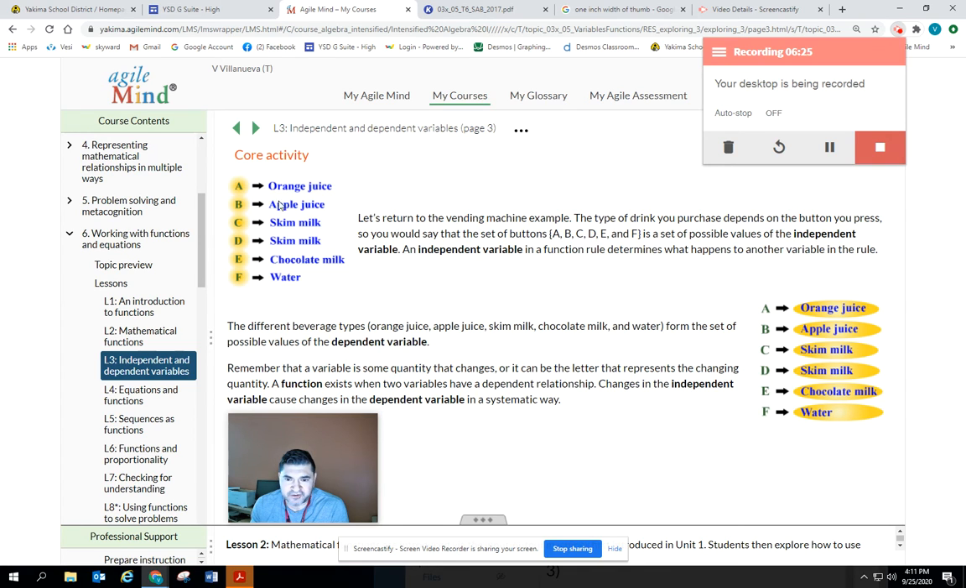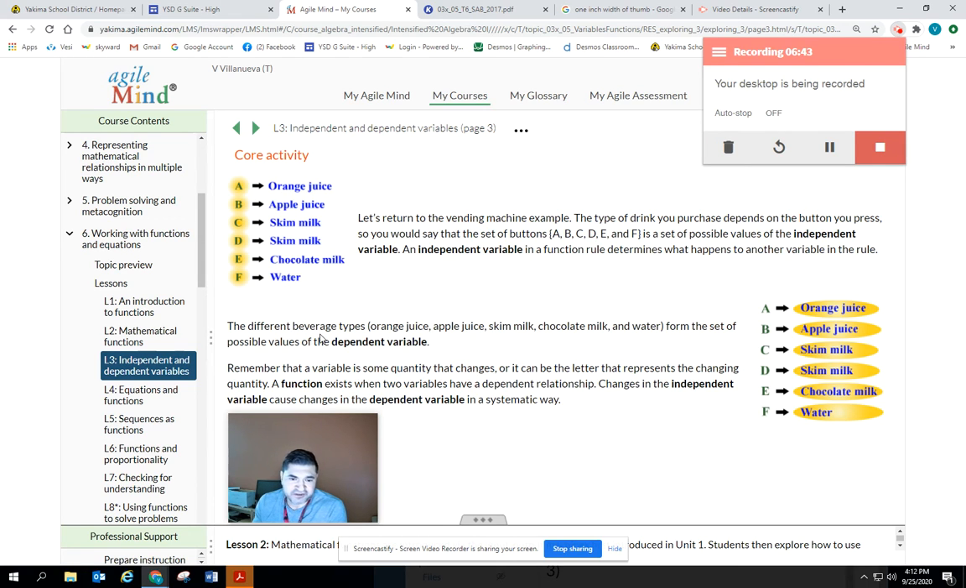Okay, so they said that A, B, C, D, E, and F are independent variables. That's the button, the letter you will press. If you press an A, this is going to be your result, an orange juice. If you press F, your result, the dependent variable, will be water.